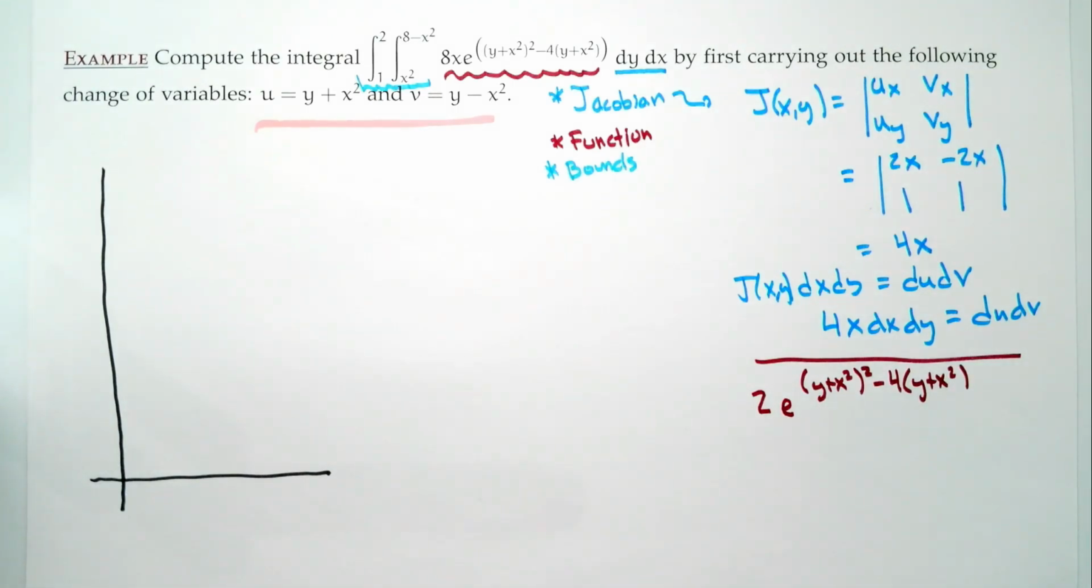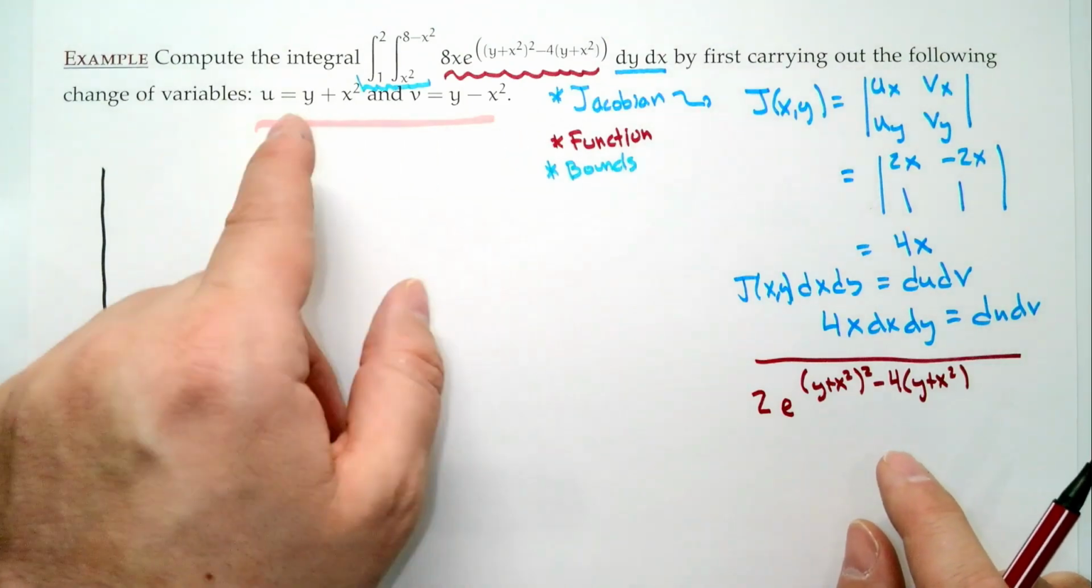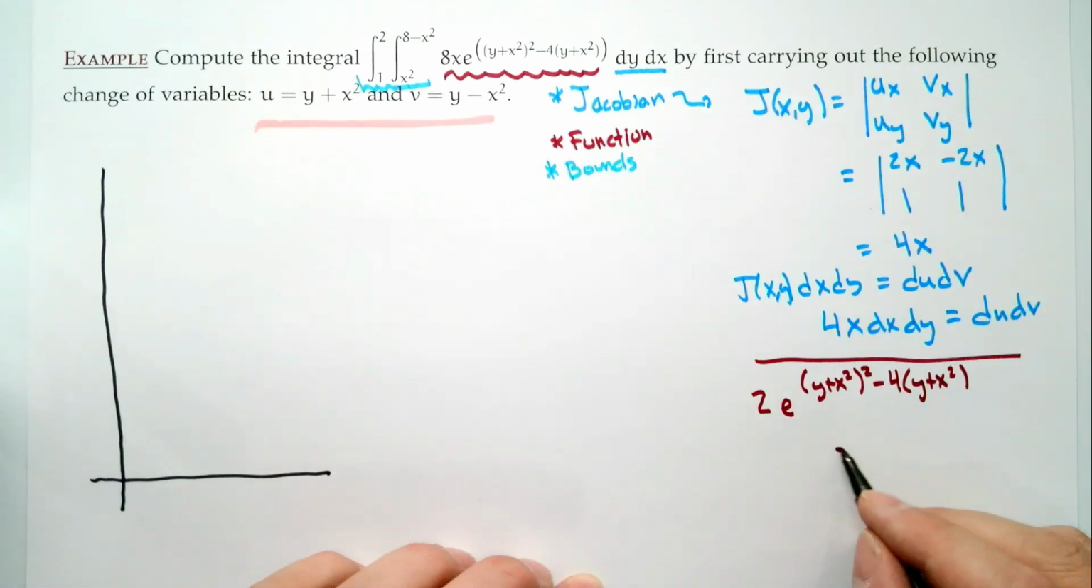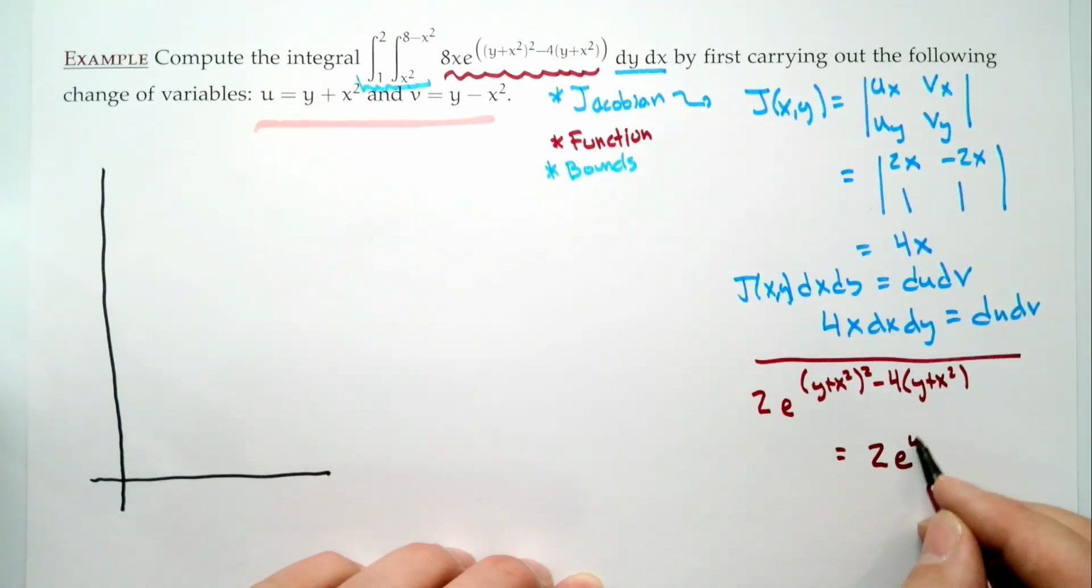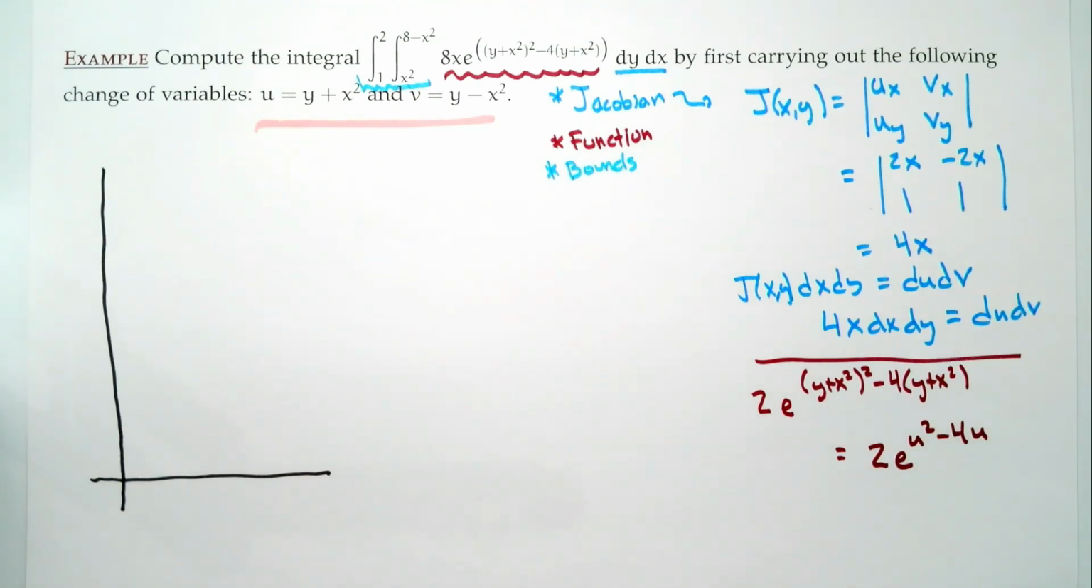Now, we have to find a way to rewrite this in terms of u and v. Most of the time, it's going to be pretty obvious what to do. You're looking for expressions inside of here that look like the substitutions you're making. So here I see a y plus x squared. So I say, okay, great: 2e to the u squared minus 4u. Perfect. Everything's in terms of u and v. I'm done. The function, once you understand the part that actually has to change, that's almost always automatic.